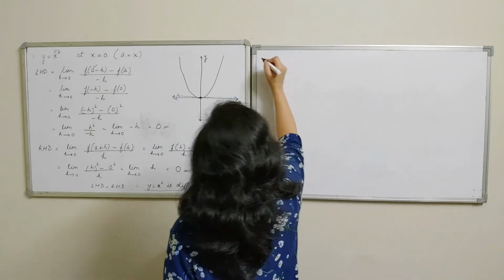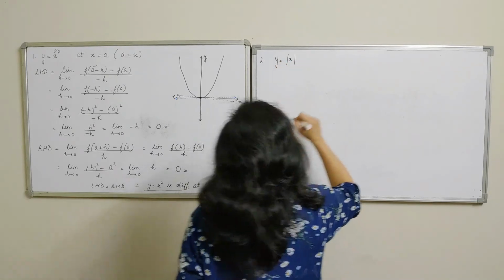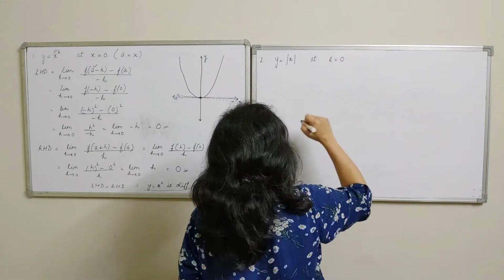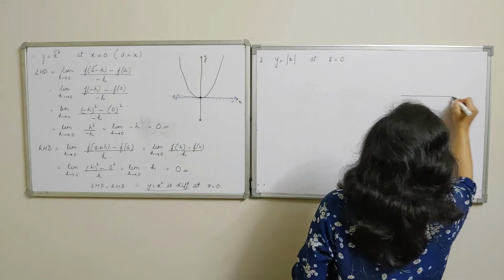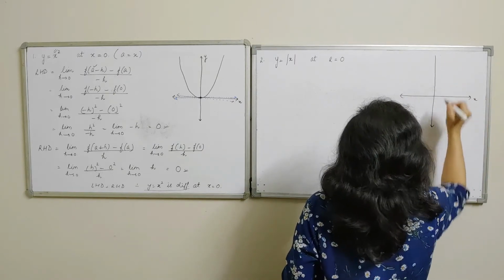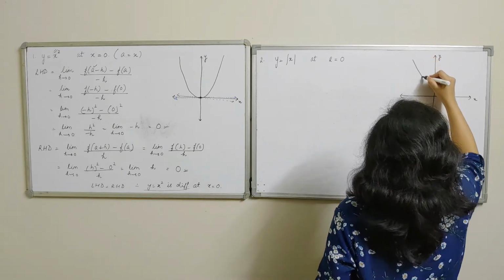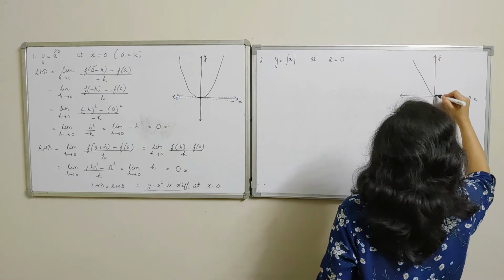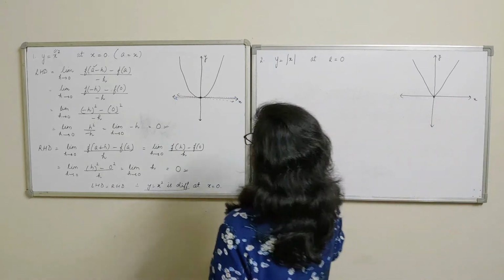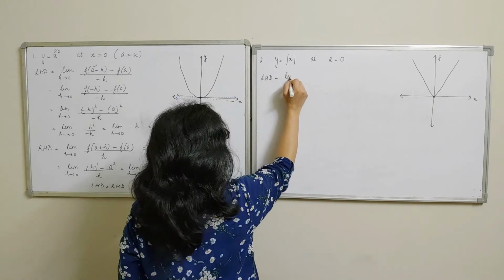Let's explore one more function. y is equal to modulus of x. And this also we shall be checking differentiability at a is equal to 0. So here is the x-axis, here is the y-axis, and the modulus function can be drawn like this. So this is where we are checking the differentiability of the function. So let's once again start with the left hand derivative.